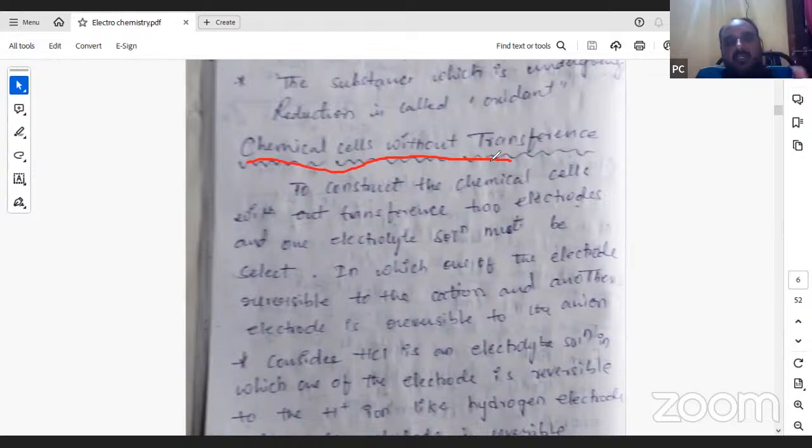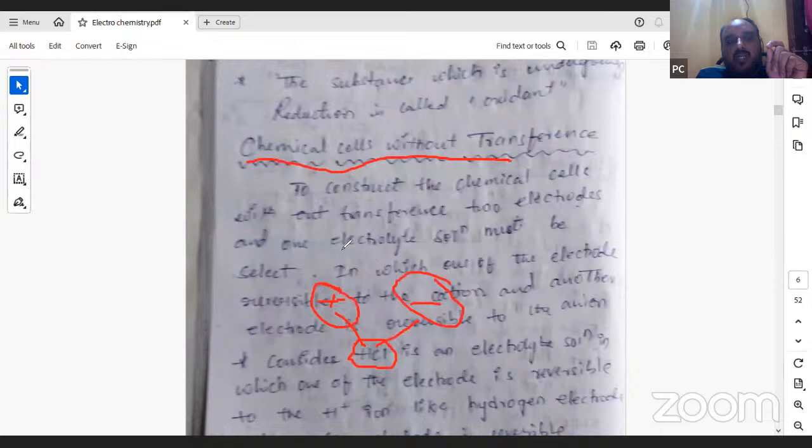At that time, we will get the EMF of chemical cells without transference, for which we need to select two electrodes and one electrolyte solution. That one electrolyte solution is HCl. HCl consists of H plus ions and Cl minus ions. One of the electrodes is reversible to the H plus ions, that is the hydrogen electrode. The other electrode is reversible to the anion, that is the chloride electrode. So we need to get the EMF of this chemical cell without transference.